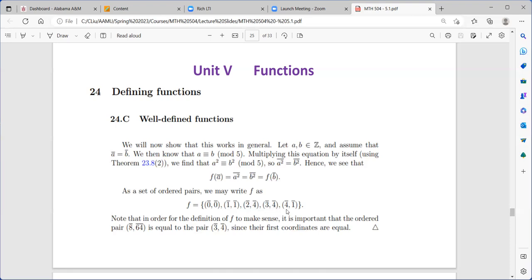And lastly, for 4 bar in the domain, if you square 4, you get 16. If you divide 16 by 5, the remainder is 1. Okay. That's easy to do. So the function value is 1 bar. So the last ordered pair of this function is 4 bar, 1 bar. Okay. So that's the whole function.